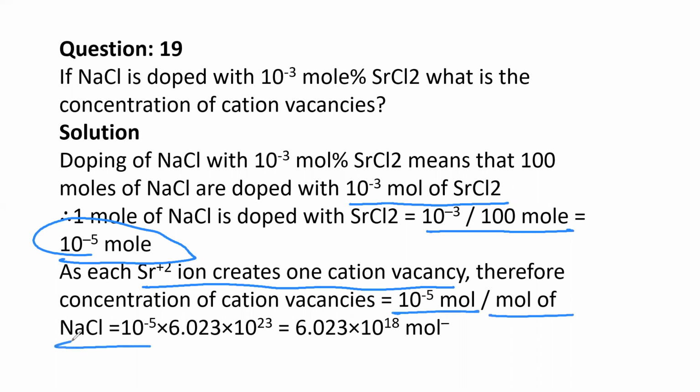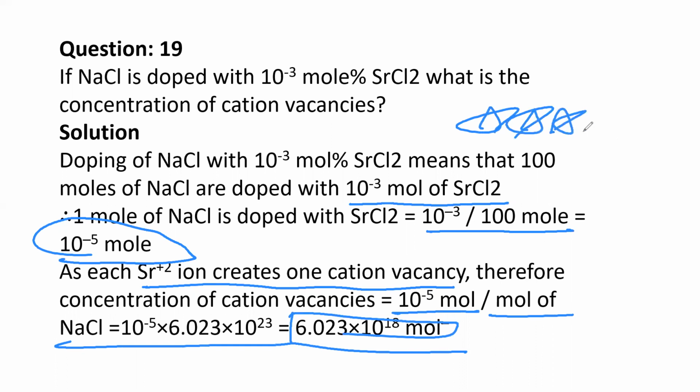So 1 mole of NaCl contains 6.023 × 10 to the power of 23 units of NaCl. So the answer becomes 10 to the power of minus 5 times 6.023 × 10 to the power of 23, which is equal to 6.023 × 10 to the power of 18. This model is most important.